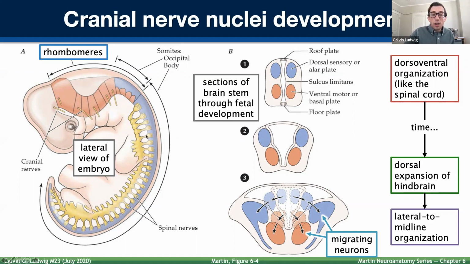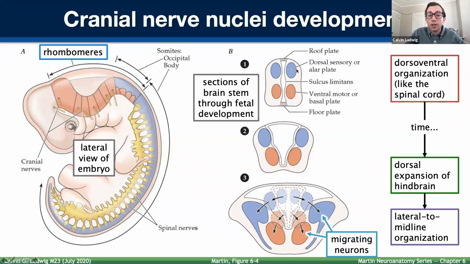So, in comparing cranial nerves again to spinal nerves, there are 3 important differences between cranial nerves and spinal nerves as far as their development. First, the sensory and motor nuclear columns in the medulla and the pons are aligned roughly from the lateral surface to the midline, rather than being oriented on the dorsal-ventral axis as in the spinal cord.